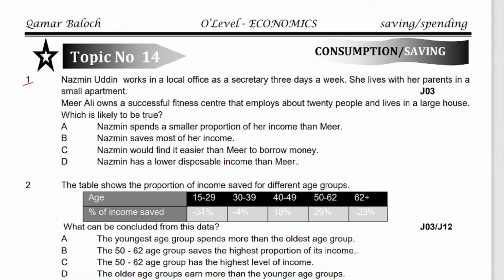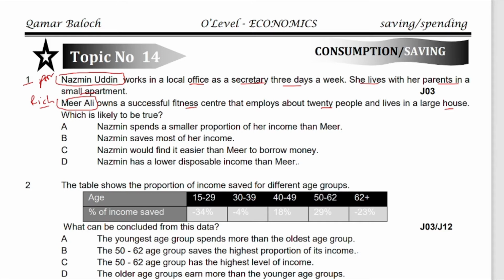So question number 1 says Nazminuddin works in a local office as a secretary 3 days a week. She lives with her parents in a small apartment. So this information shows that Nazminuddin is basically a poor lady. And now coming to Mir Ali. Mir Ali owns a successful fitness center that employs 20 people and lives in a large house. So it shows that Mir is a rich person. What is likely to be true?